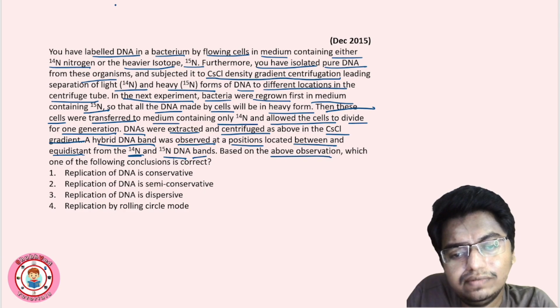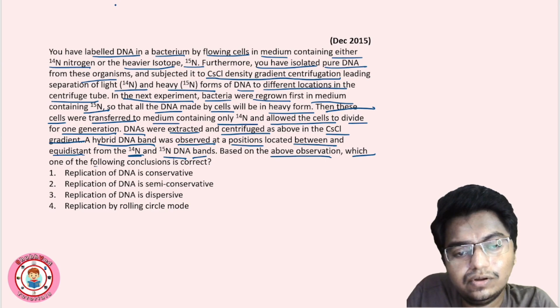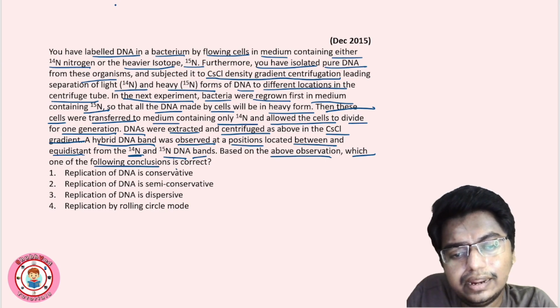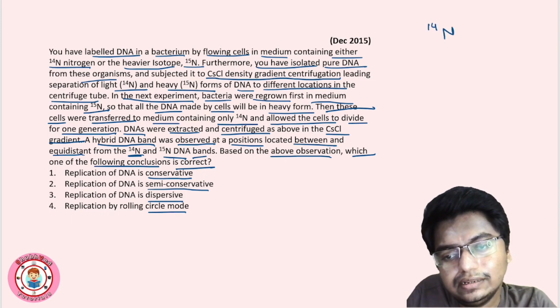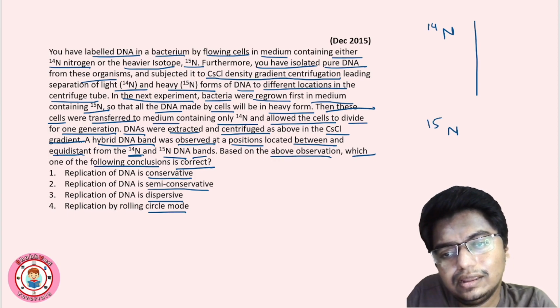Based on the observation, which one of the following conclusions is correct? Okay, replication of DNA is conservative, semi-conservative, dispersive or circle mode. See, very easy. I will draw it: N14, N15. Okay, this is, we can say, a banding.